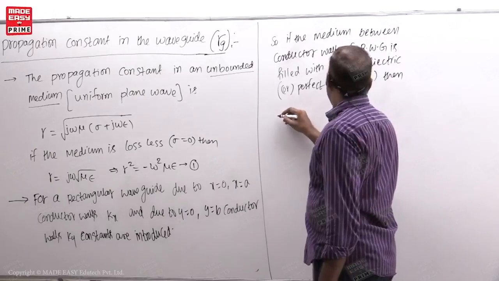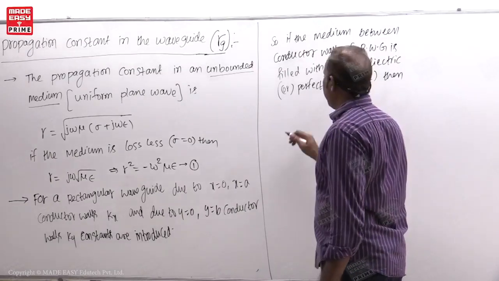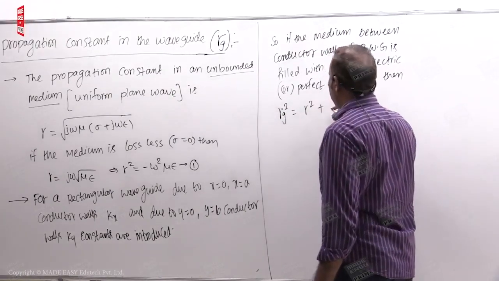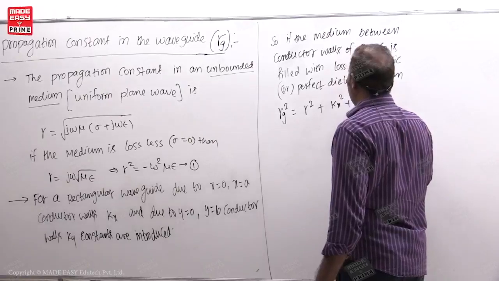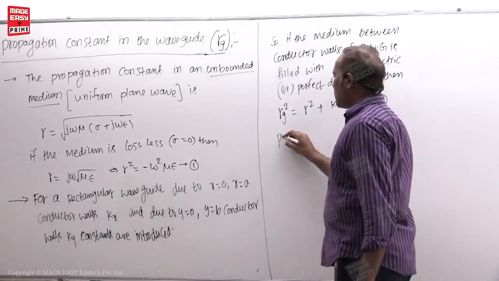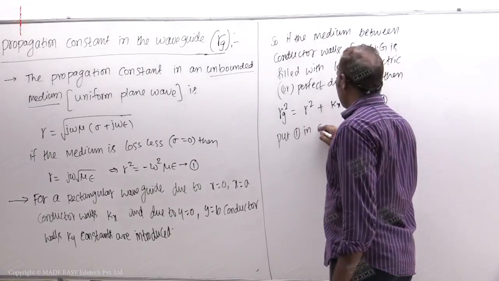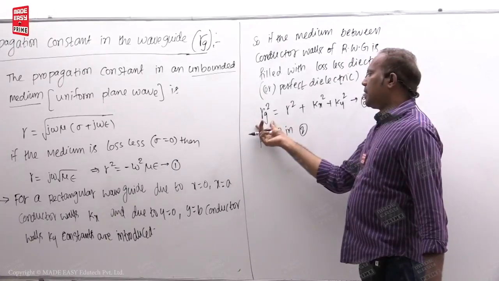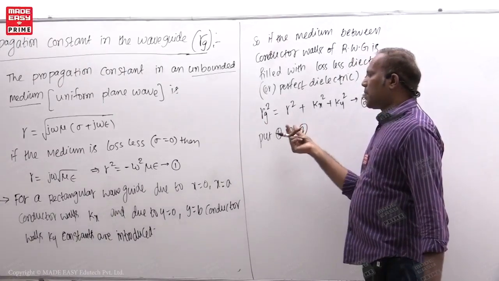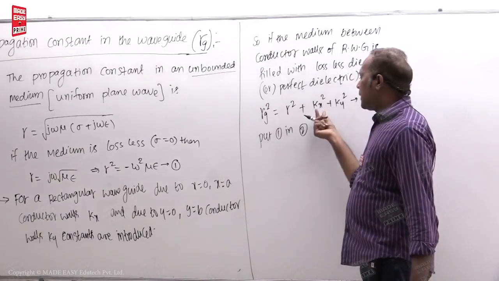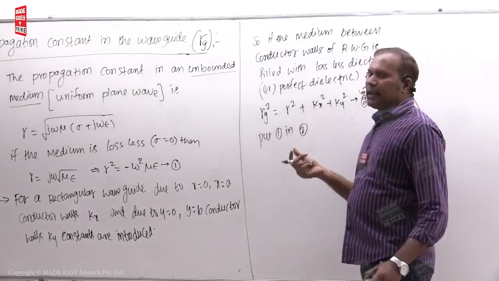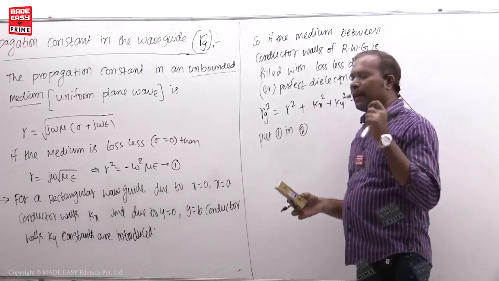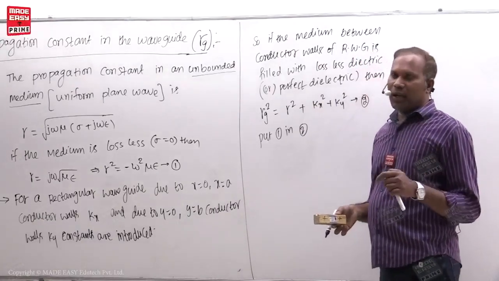then gamma g square is equal to gamma square plus kx square plus ky square, equation 2. So put equation 1 in 2. What is the difference between the guide propagation constant and the unbounded propagation constant? In the unbounded propagation constant, kx is m pi by a, there is no conductor wall. So a is equal to infinity. A infinity means you get kx 0 for unbounded medium.